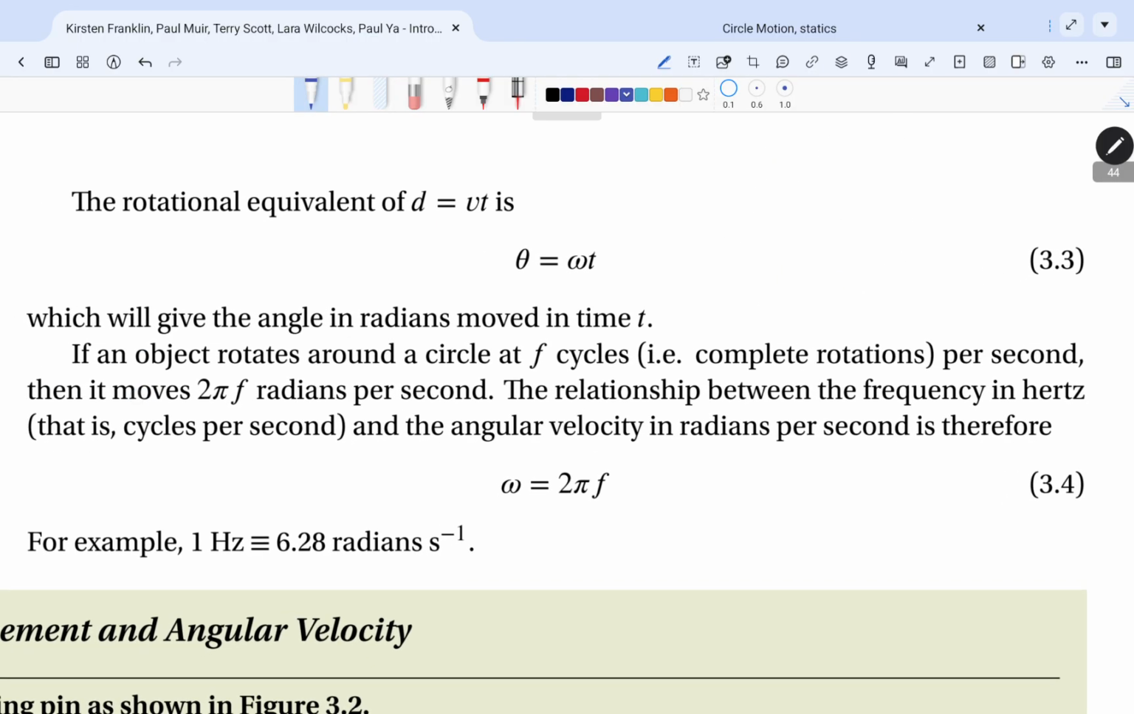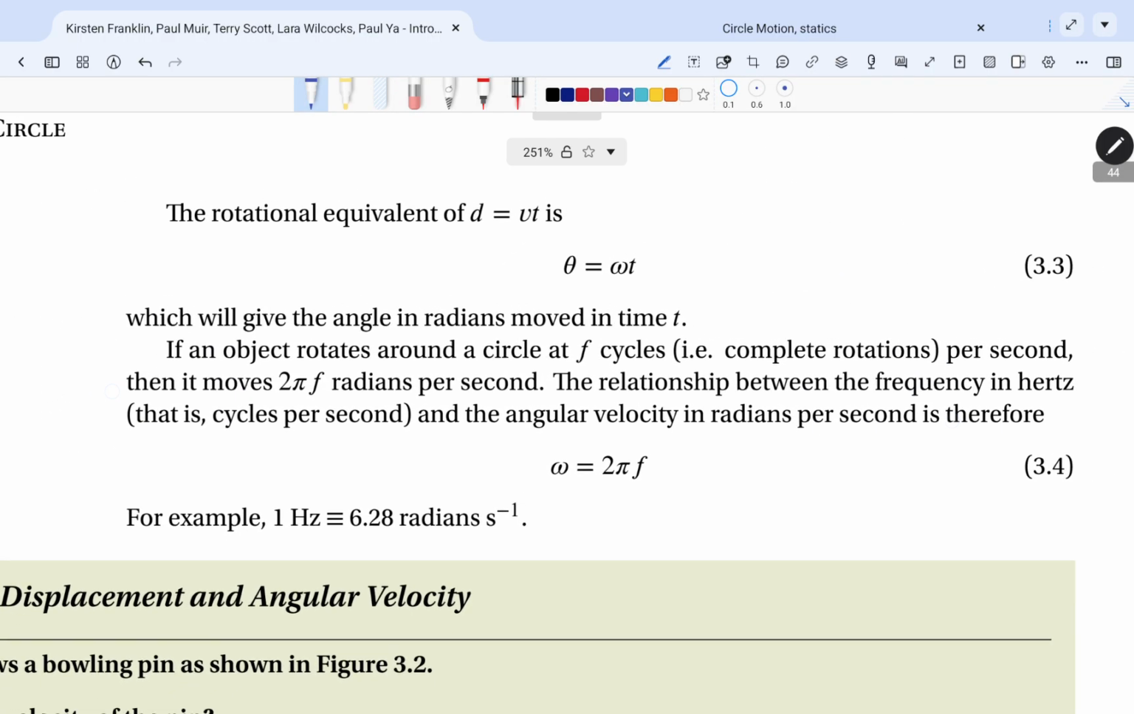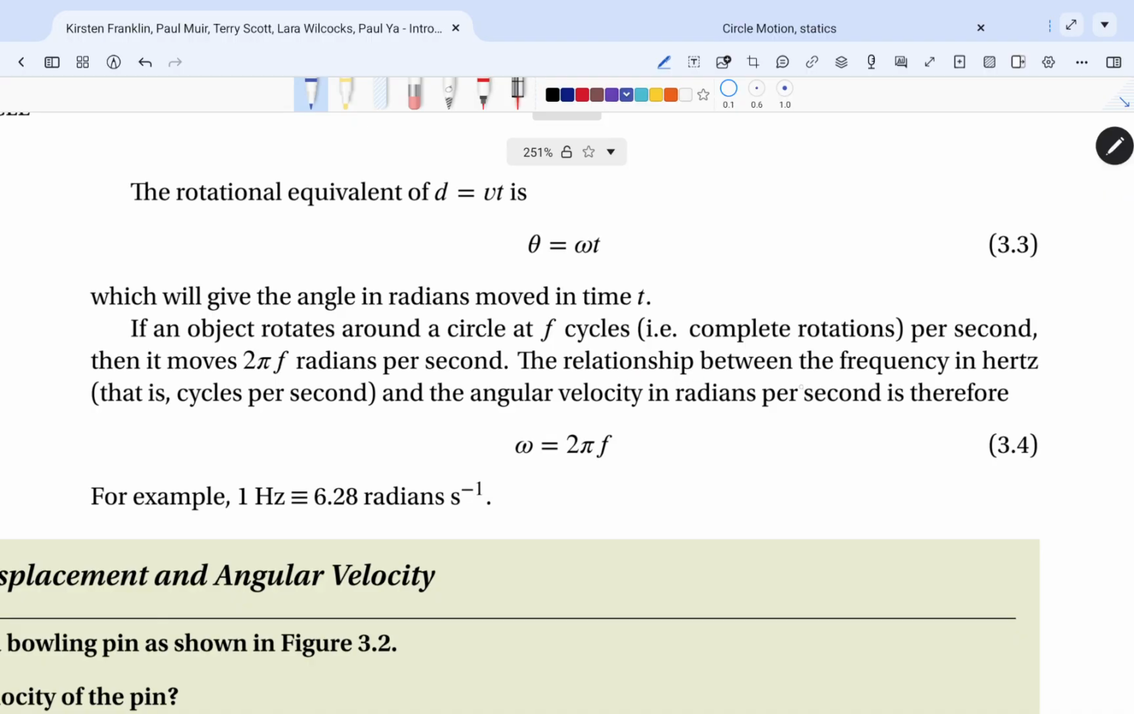I don't know, there's more ways of writing the same thing, who even cares? And then what they say here, the relationship between the frequency in hertz and the angular velocity in radians per second is therefore this, where 1 hertz equals 6.28 radians. I mean, keep that in mind. 1 Hz, I guess it's just another unit to memorize.